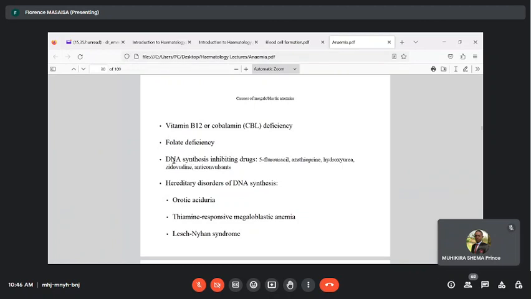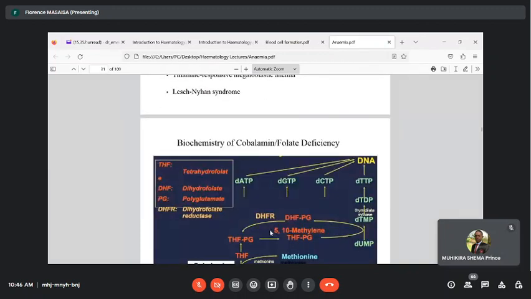Other conditions may interfere with the DNA synthesis. We have orotic aciduria, thiamine-responsive megaloblastic anemia, and Lesch-Nyhan syndrome. Again, those are the conditions. The mechanism behind this is just interfering with the DNA synthesis. So when there is an issue with the DNA synthesis, the cells take longer to divide. They divide when they are already huge in size.